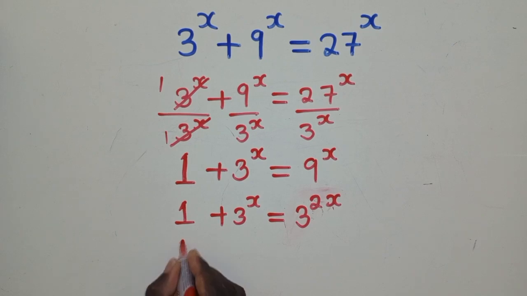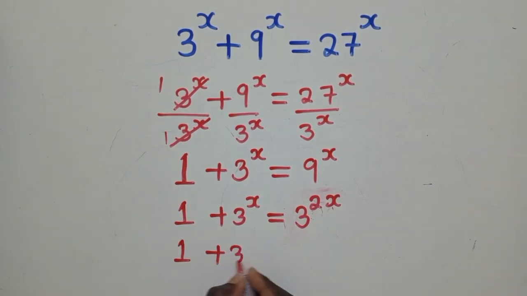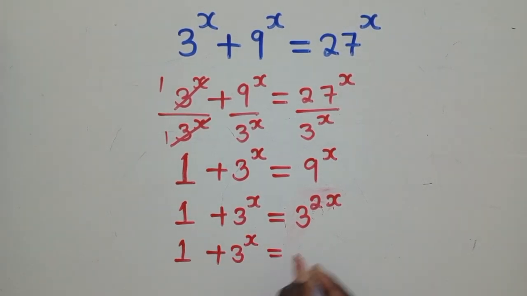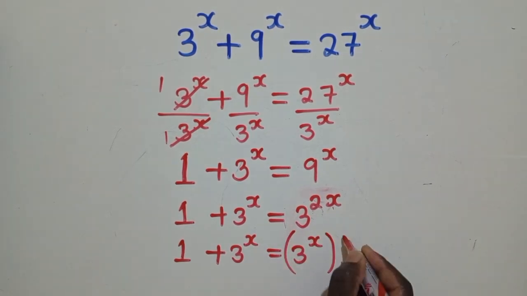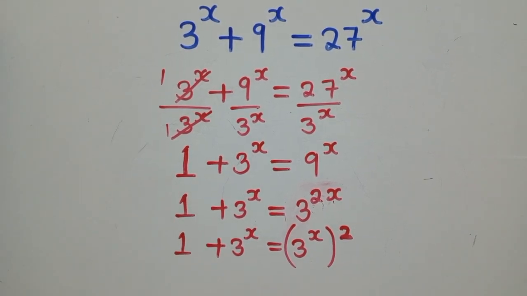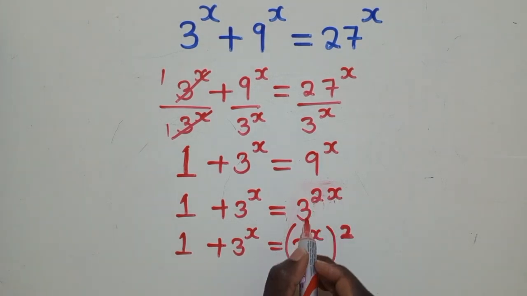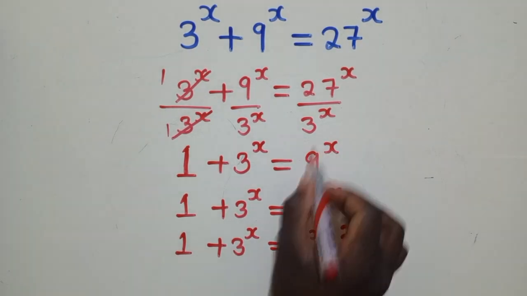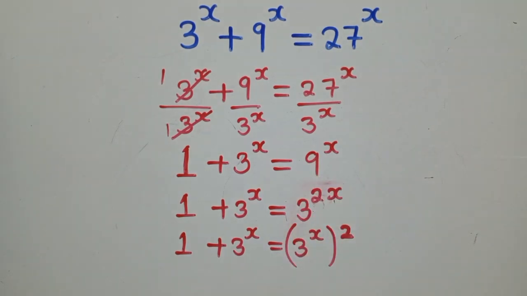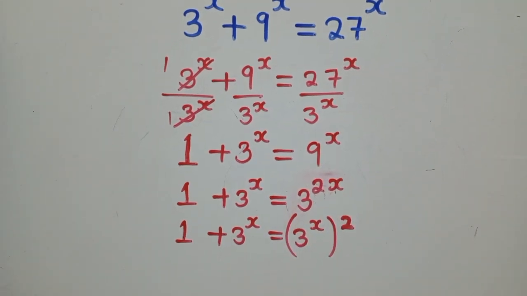So we're going to write 1 plus 3 power x is equal to, here 3 power x, and the 2 will come outside here, power 2. The laws of indices. When you've got something like this, you can multiply the powers and you get back what is here. And then 3 power 2 here, it will get us back to this. So we have not really changed things here, okay? It's just the same thing. And the reason why we're doing this, we want to form a quadratic equation.